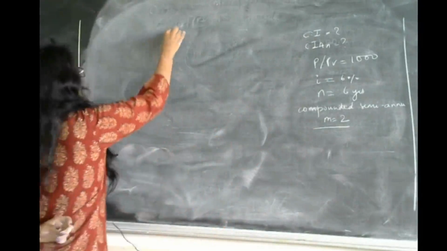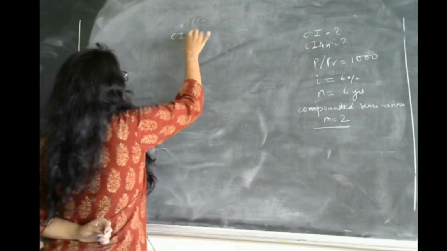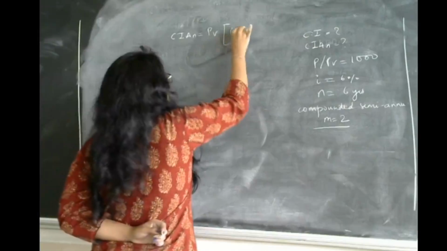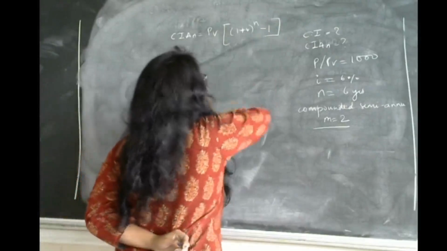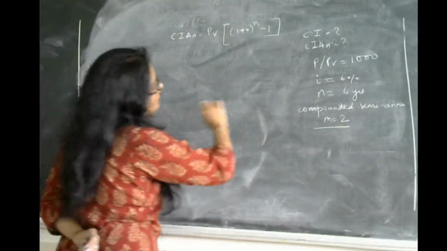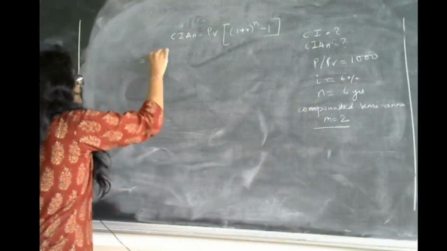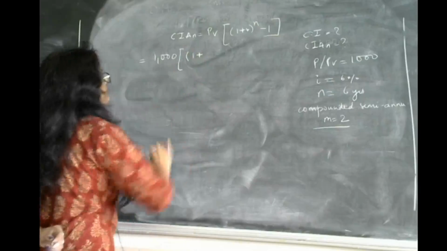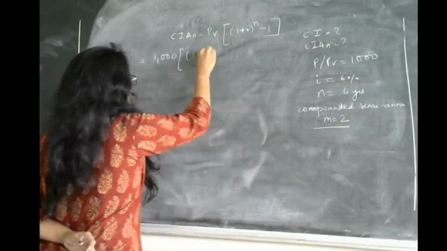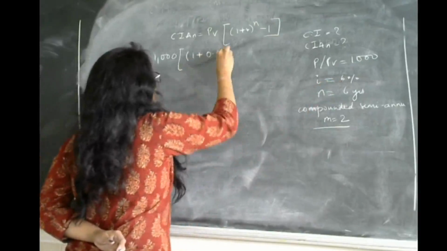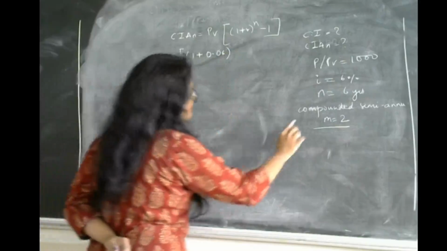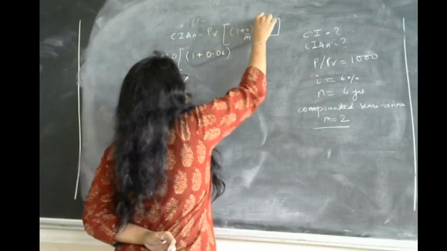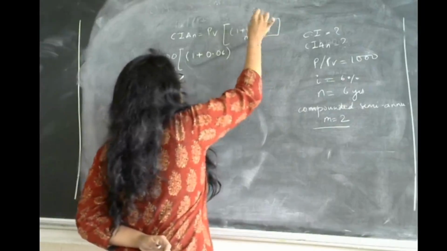So let us find the compound interest. It is equal to present value times 1 plus r, the whole raised to n, minus 1. The present value is 1000. R is 6%, which is 0.06. Since it is compounded semi-annually, we have to divide r by m and multiply n by m.